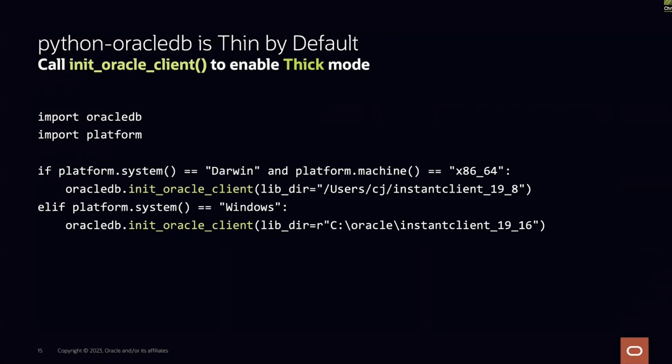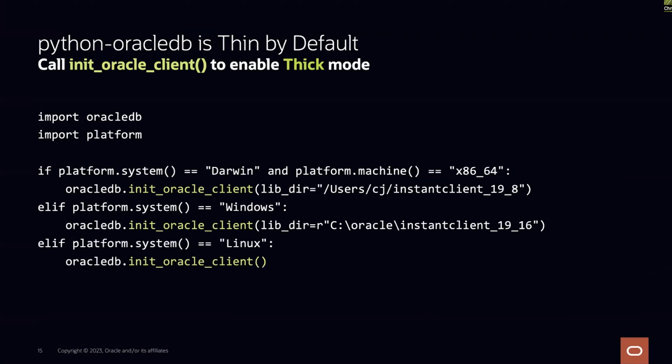So on macOS Intel, where we have Instant Client, and Windows, you call init_oracle_client. You could optionally pass this lib_dir parameter in, saying where the Instant Client libraries are. There are some options in our documentation you can look at. On Linux, for reasons I can't really go into, you have to call it without passing a lib_dir parameter. You need to set your library search path, your LD_LIBRARY_PATH, or your system config. You need to run that before you actually start your Python process.